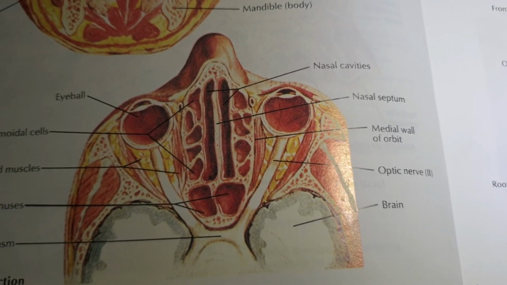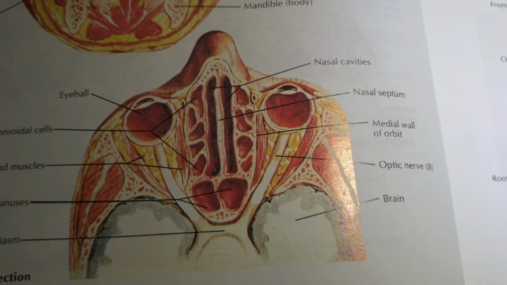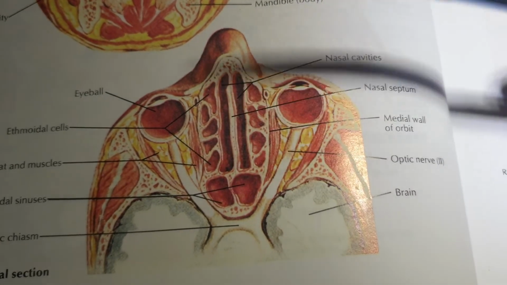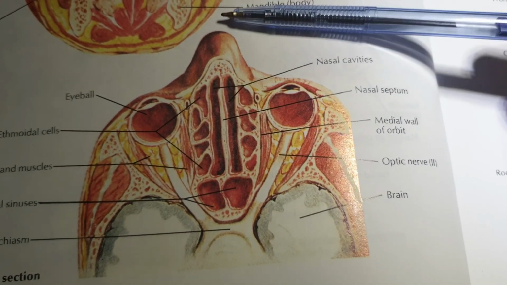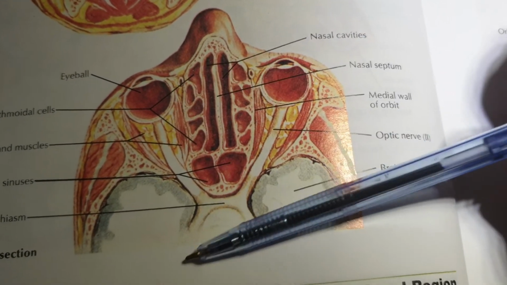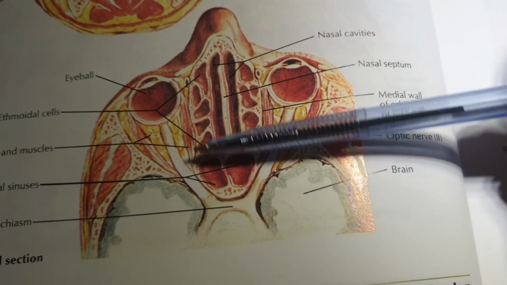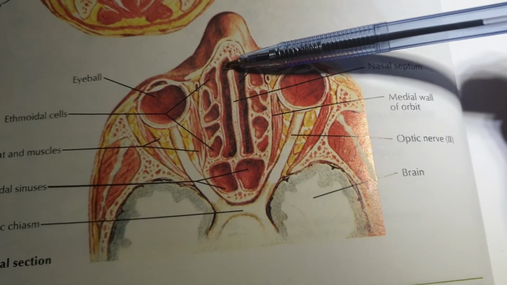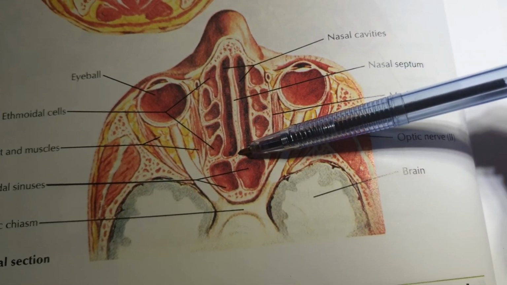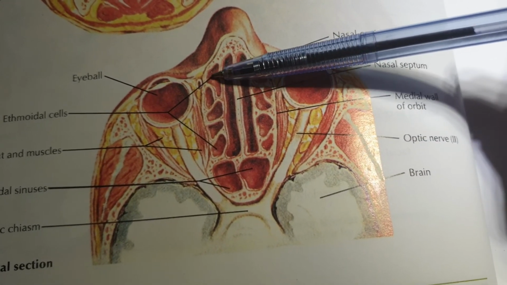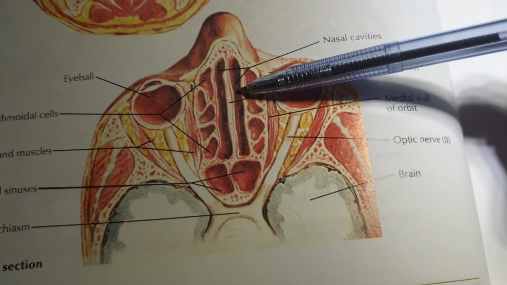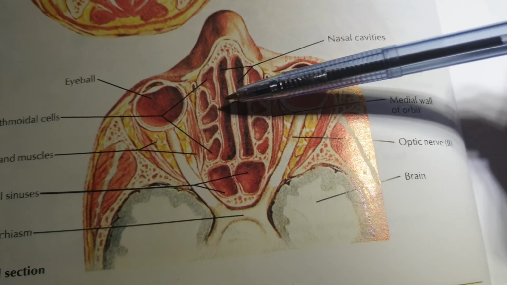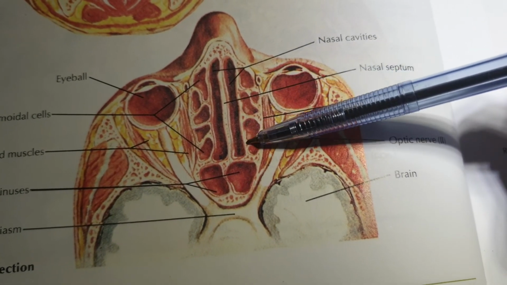Now this is another diagram showing you the transverse section of the skull, in which the head has been removed, the hair and the scalp have been removed. This is the nose, these are the orbits, this is part of the brain, this is the optic nerve, and you can see the optic chiasma. This inside the nose is the nasal septum, and on both sides of the nasal septum you can see this cavity, which is part of the nasal cavity, and on the lateral side of the nasal cavities you can see the ethmoid air cells.